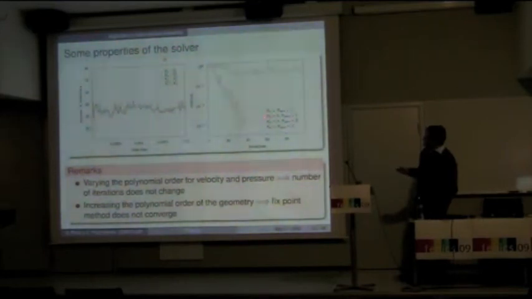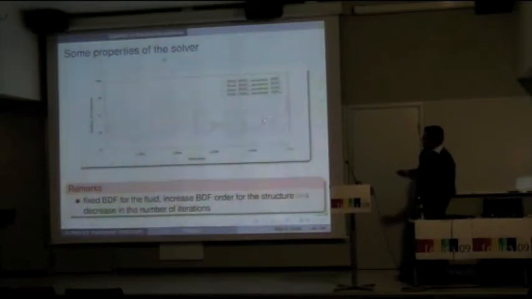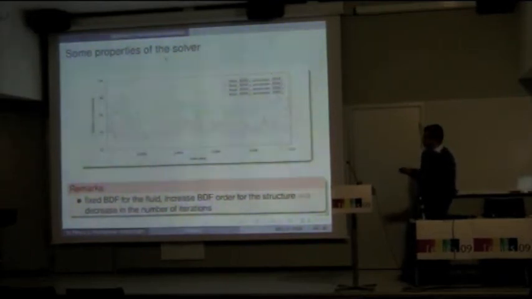But now, if we look at the structure, if we increase the order for the structure and we keep the geometry order at 1, then it still converges. But when we go to higher order geometry, at the moment, the fixed point iterations don't converge. We expect that with a semi-implicit scheme, we might have some good results. But at the moment, the fixed point doesn't do its job. Also, what is interesting is that if you fix the fluid BDF order and you increase the structure BDF, then you decrease the average number of fixed point iterations.